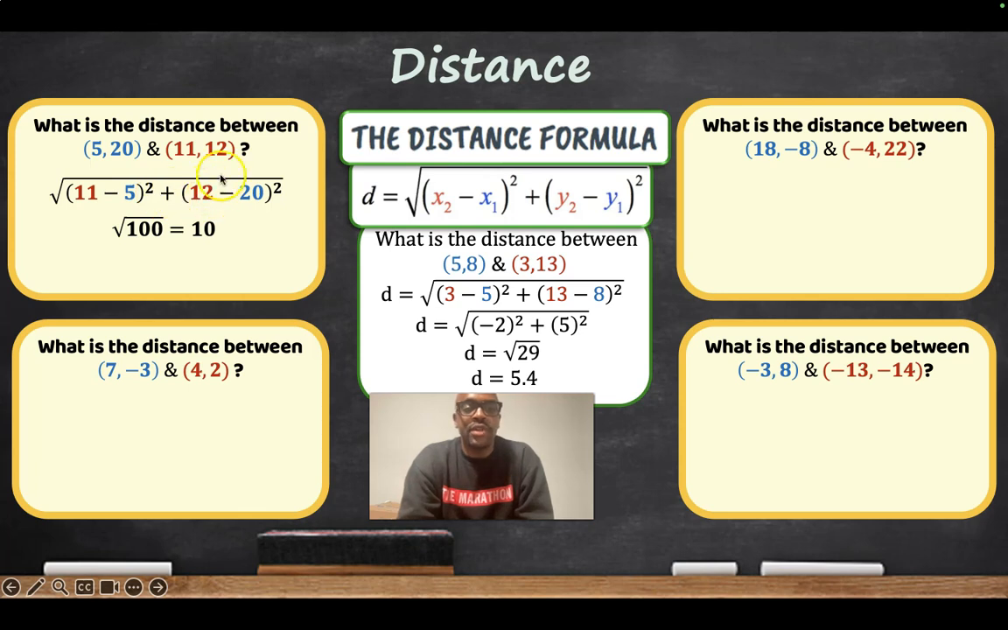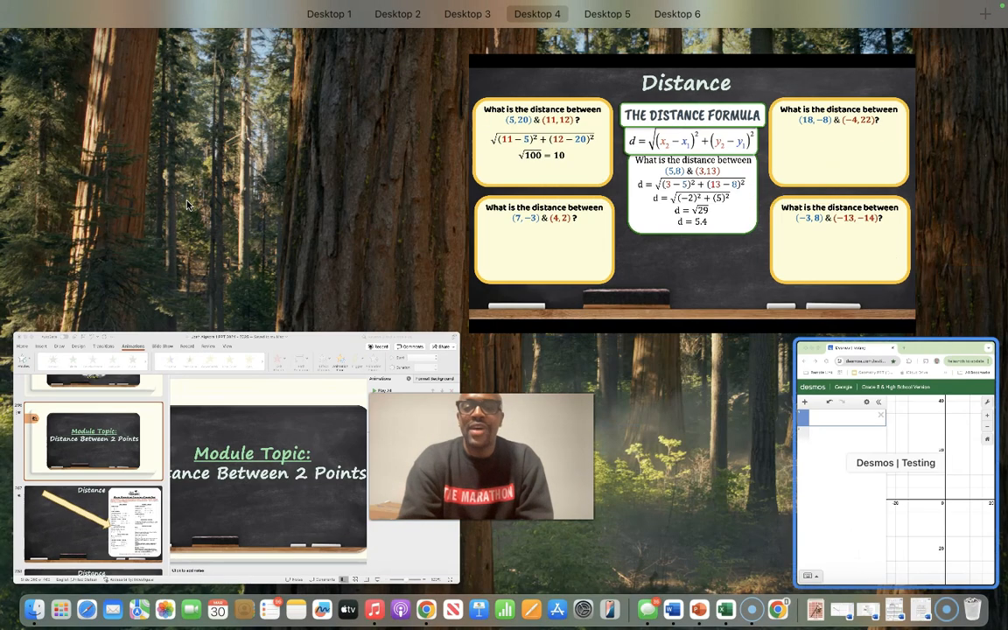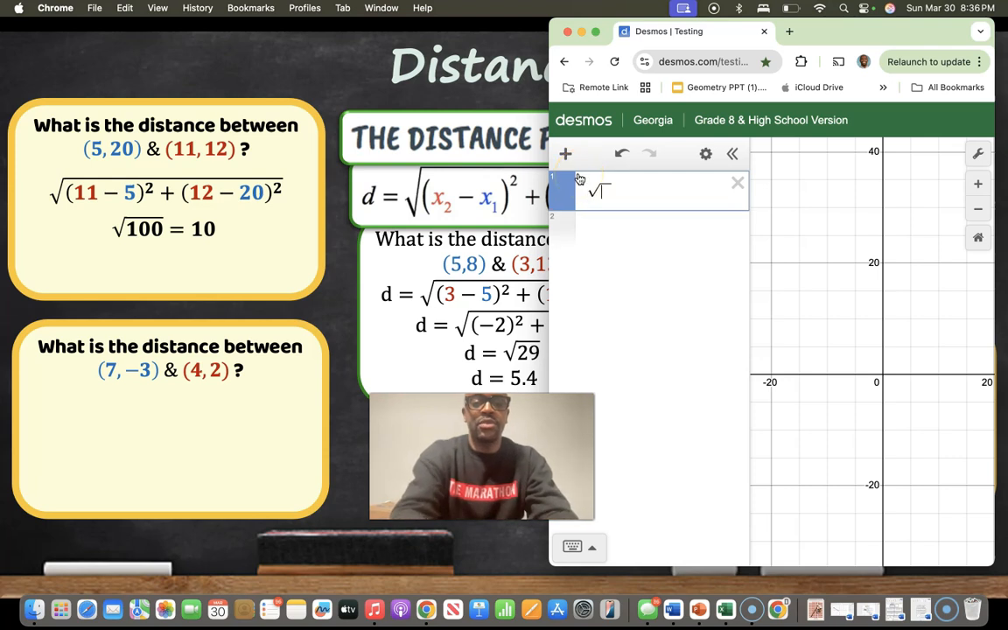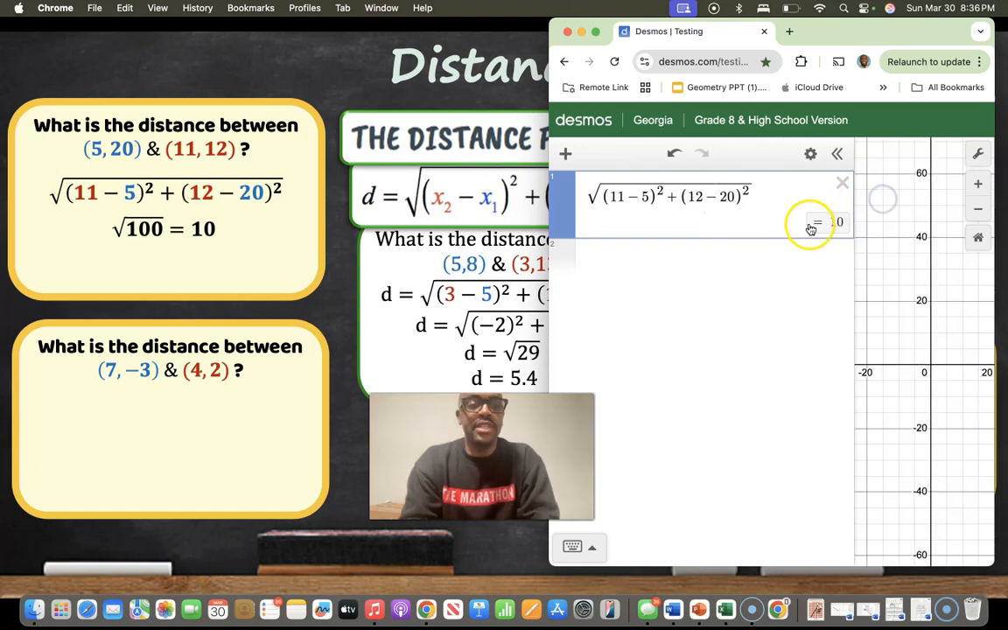So then now, as you can see over here, we took y2 minus y1, 12 minus 20. But notice I don't have the middle steps here, like I did over here in the middle. The reason I say that is because you can just type this into Desmos. So if I type this into Desmos, you type in square root, and we have 11 minus 5 squared plus 12 minus 20 squared. All right. And once you have it in, it tells you what your answer is.